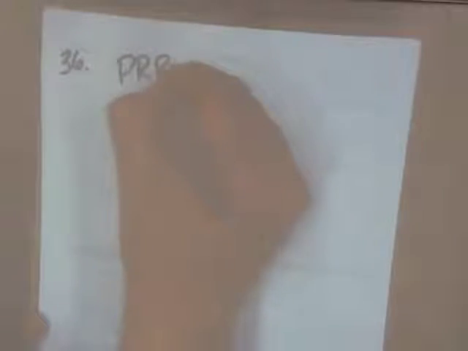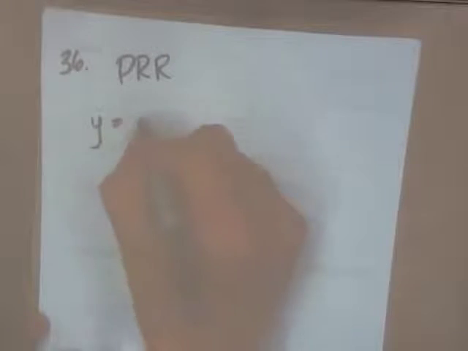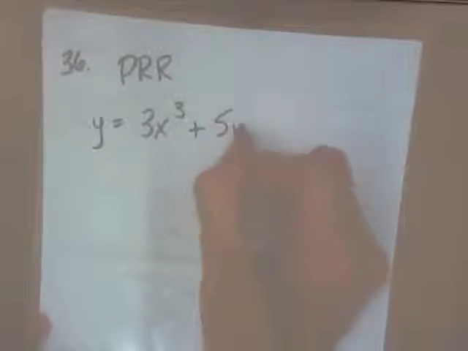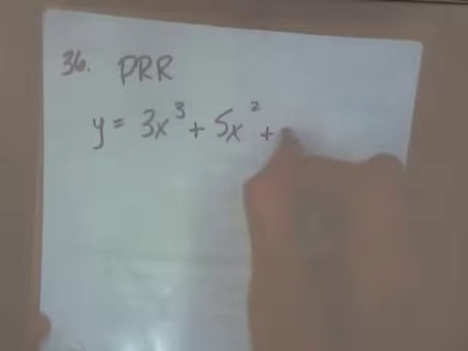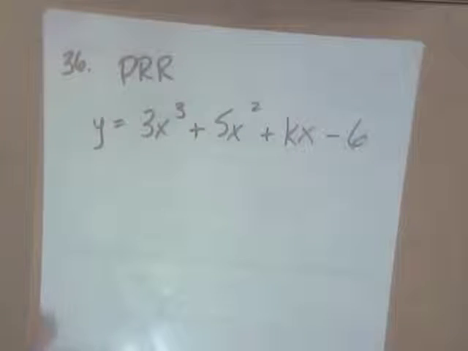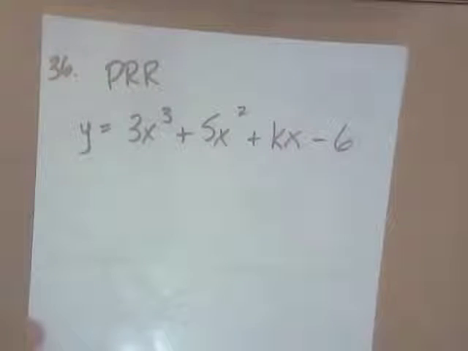Alright, 36. They want us to list the possible rational roots of y equals 3x cubed plus 5x squared plus kx minus 6. Why is there a K? What do we need to list the possible rational roots?